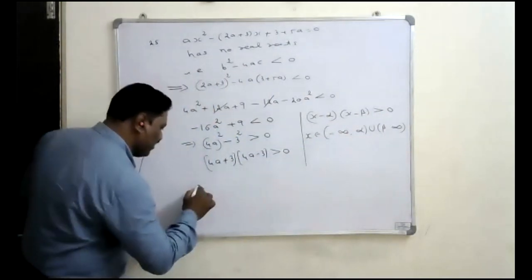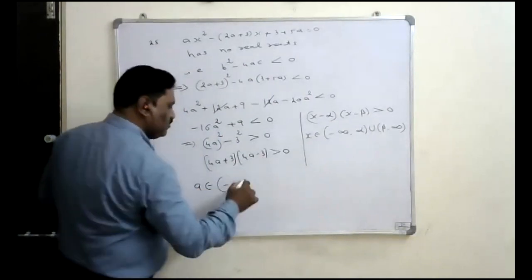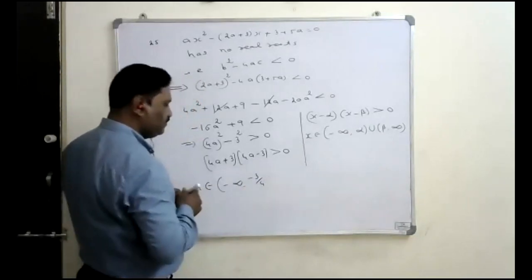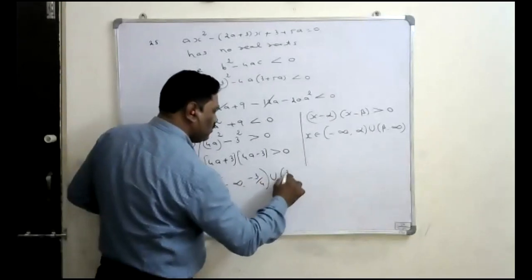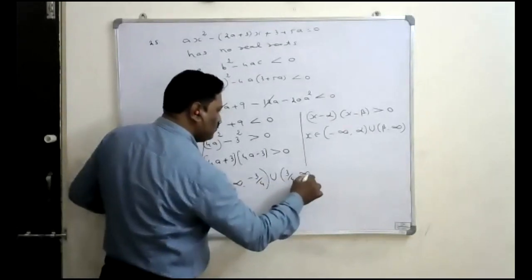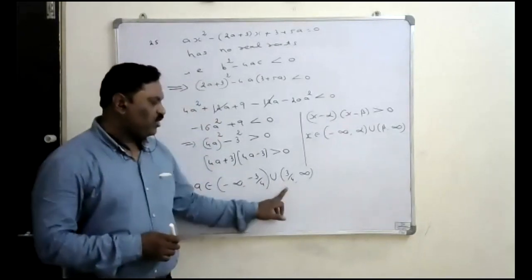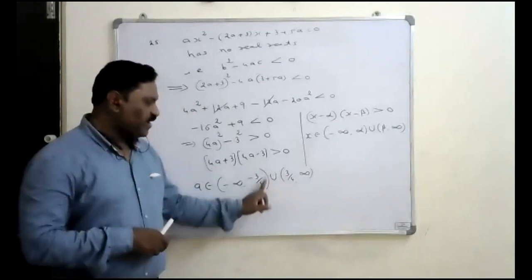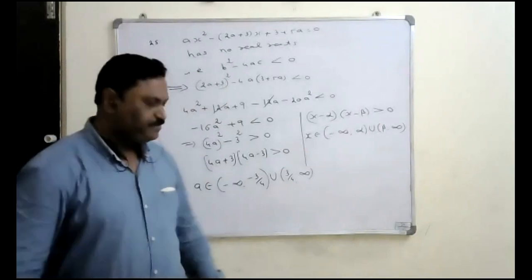Therefore, what is the interval for a here? Minus infinity to minus 3 by 4, with an open bracket, union 3 by 4 to infinity. That is the answer. We have to keep an open bracket because equal to is not there here. If equal to is there, we have to keep the closed bracket. So this is the interval for a. Take that.